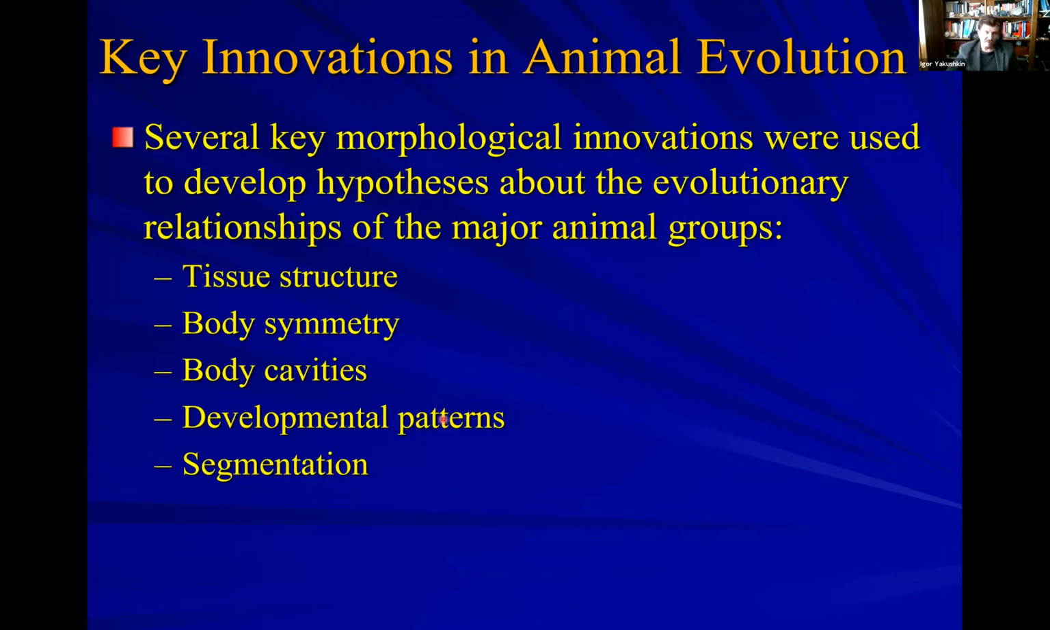Development patterns, how they develop, how the cleavage is happening, and what exactly is the origin of the mouth. Is it a secondary or is it a primary? So protostomes and deuterostomes. And then the presence or absence of something which is known as the segmentation. Segmentations are the repeating unit within the body of an animal. Some of the animals don't have segmentation. We have segmentation. You can say, I don't have segments. Yes, you do.